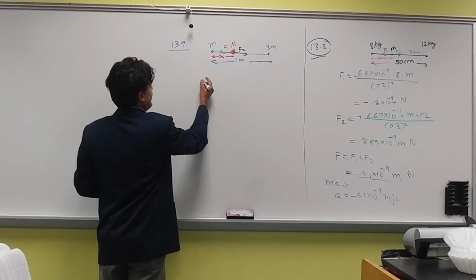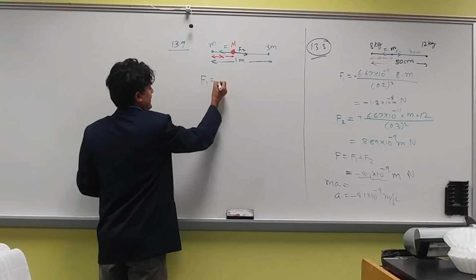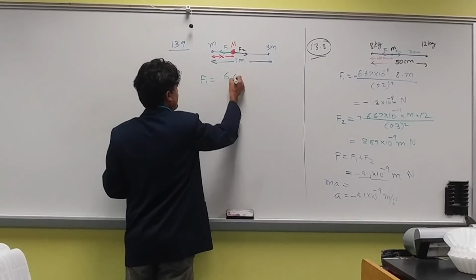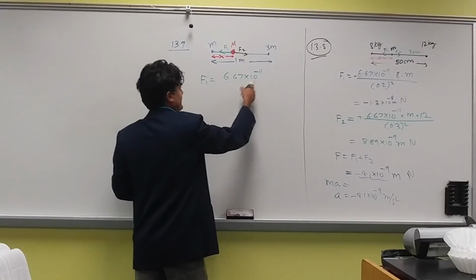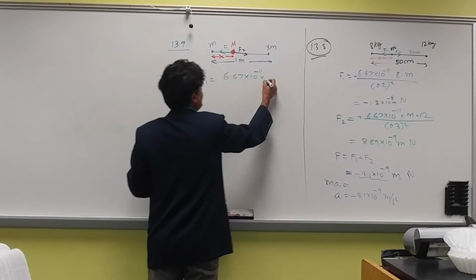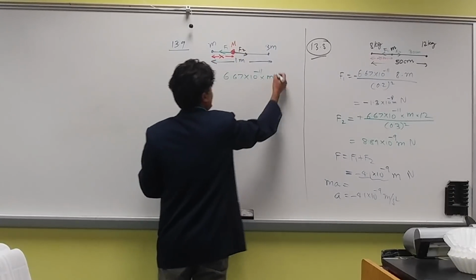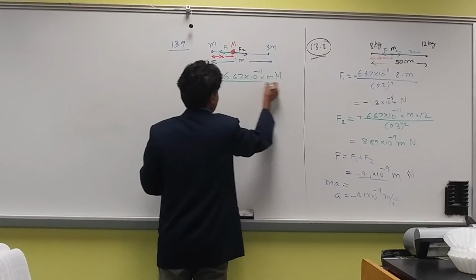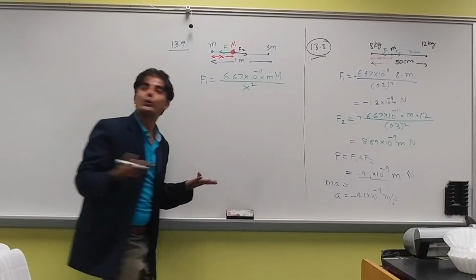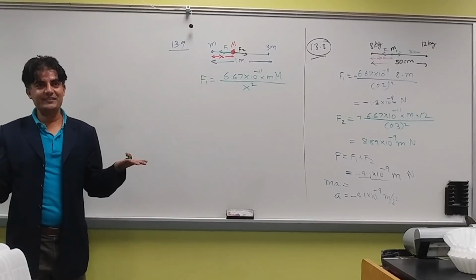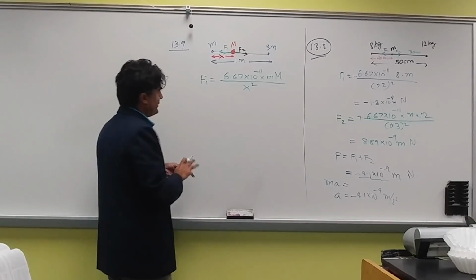So my F1 is G, 6.67 times 10 to the negative 11, times M1, which is lowercase m, times M2, which is uppercase M, divided by the distance between them, which is x squared. I don't know what x is. Now what about F2?